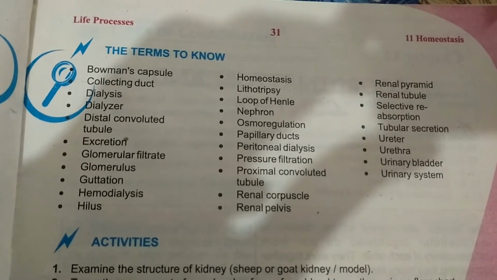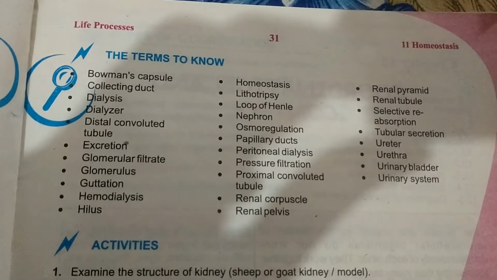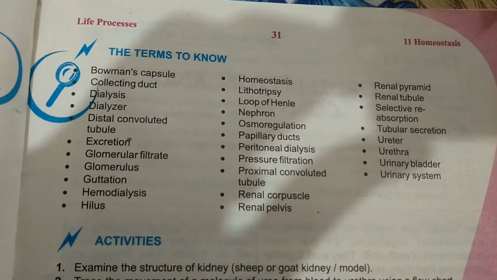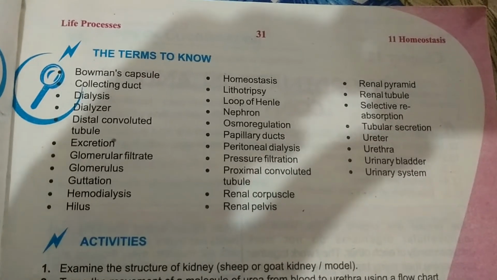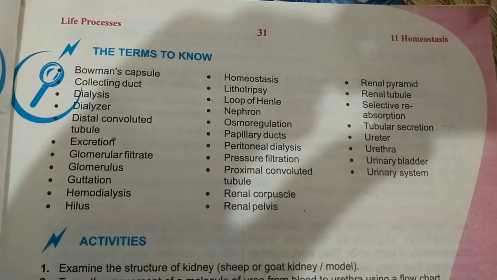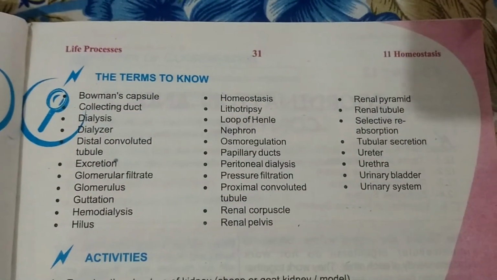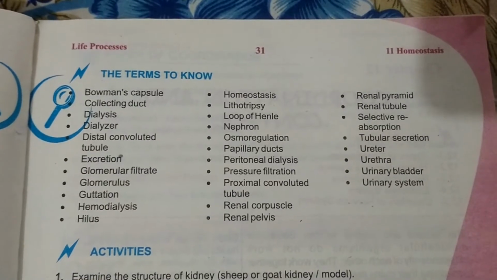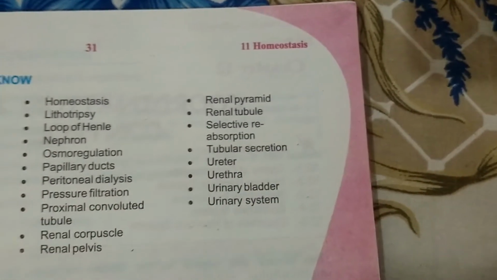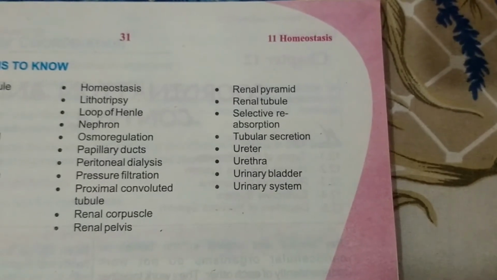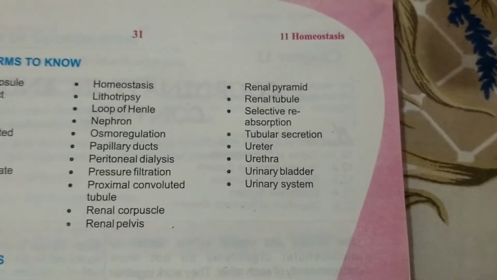The terms to know: Bowman's capsule, collecting duct, dialysis, dialyzer, distal convoluted tubule, excretion, glomerular filtrate, glomerulus, guttation, hemodialysis, hilus, homeostasis, lithotripsy, loop of Henle, nephron, osmoregulation, papillary duct, peritoneal dialysis, pressure filtration, proximal convoluted tubule, renal corpuscle, renal pelvis, renal pyramid, renal tubule, selective reabsorption, tubular secretion, ureter, urethra, urinary bladder, urinary system.